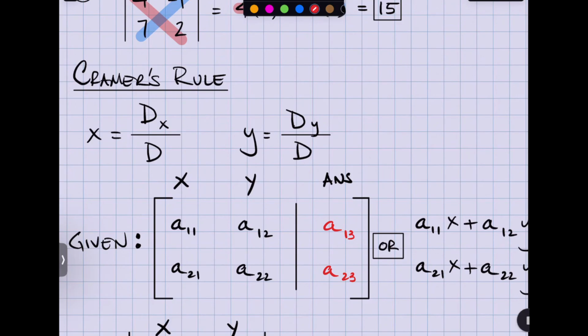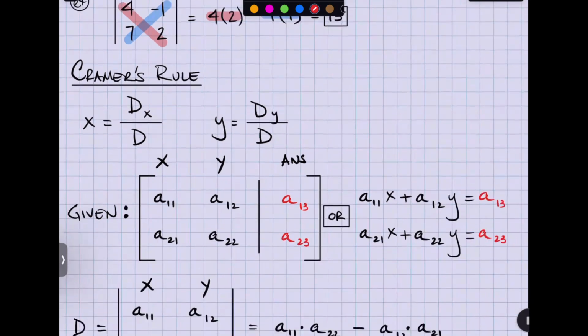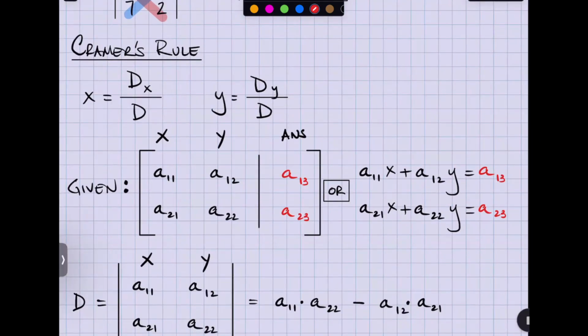So typically when we're given two equations with two unknowns, because we're looking for x and y, then we have a 2 by 3, which is obviously not square. Okay?